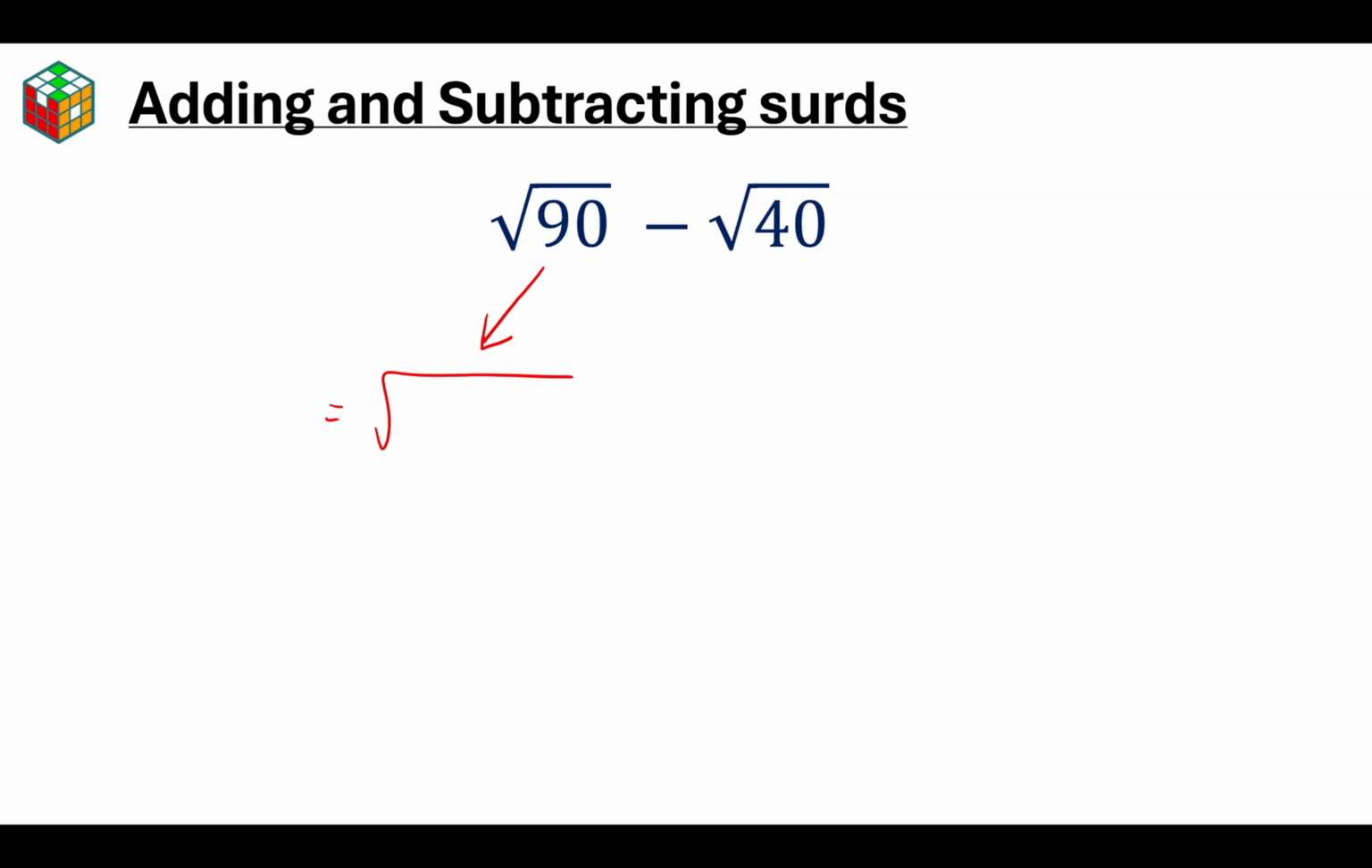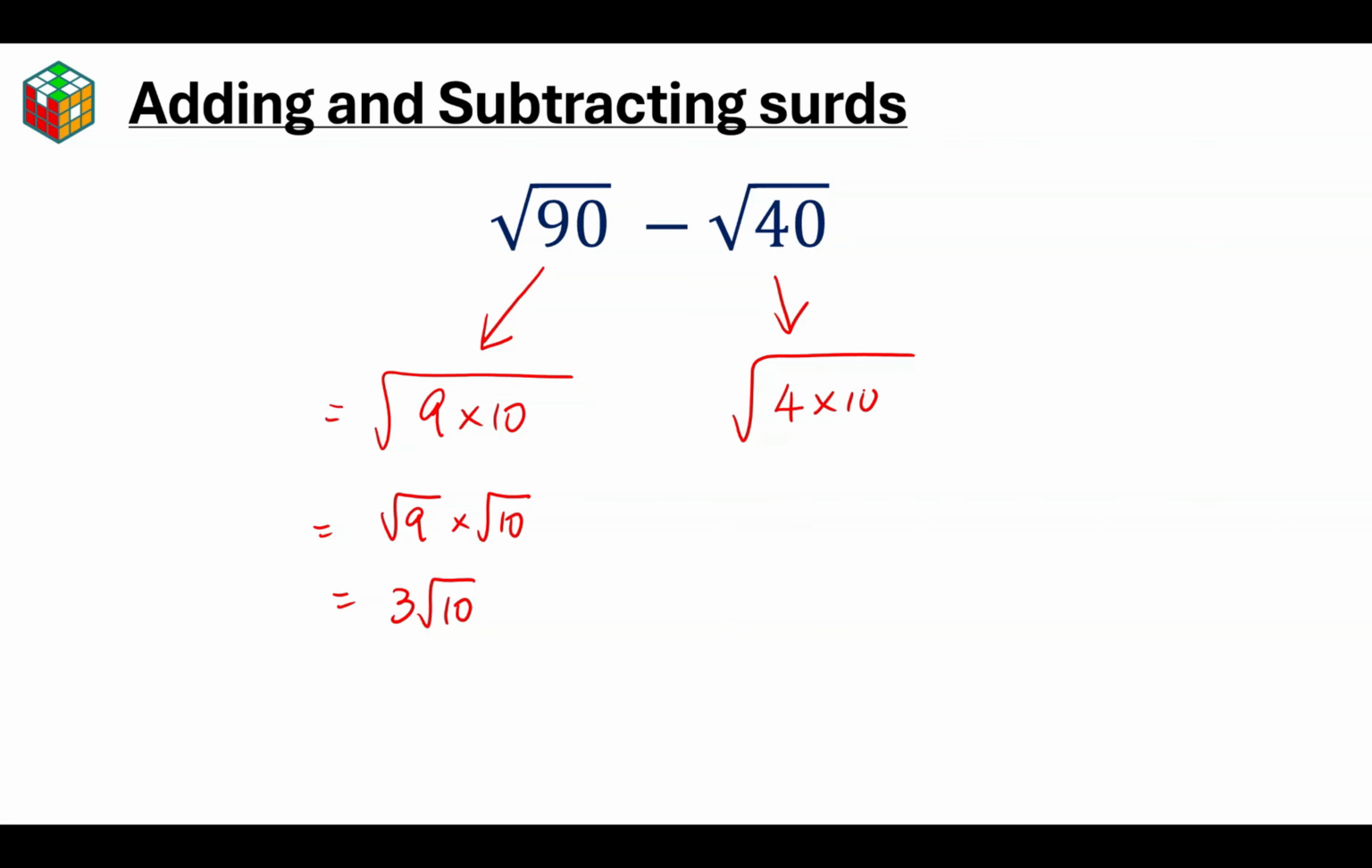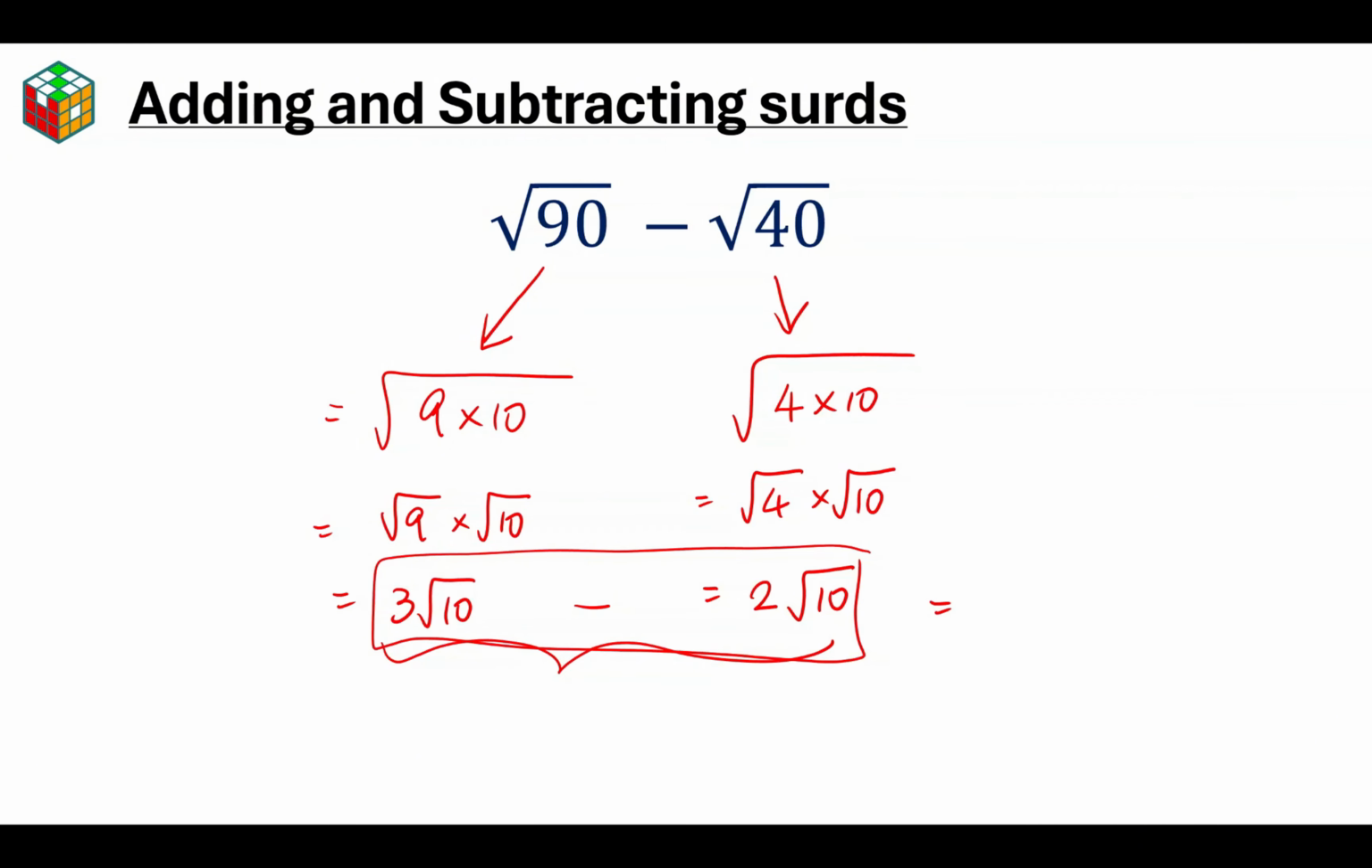Root 90, I can spot that is 9 times 10. That means root 9 times root 10. That means that is 3 root 10. For the 40, you think about what is a square number. Okay, 4 times 10. Root 4 times root 10. Root 4 is 2, so 2 root 10. And then I can actually now take away 3 root 10, take away 2 root 10. It will give you just 1 root 10. And you can just write it as root 10.